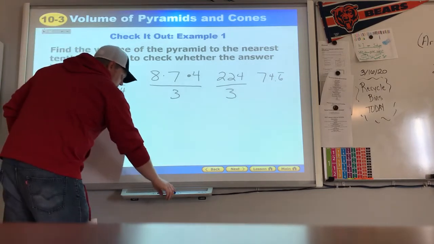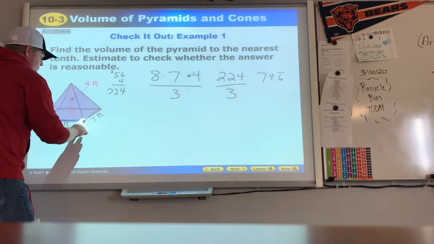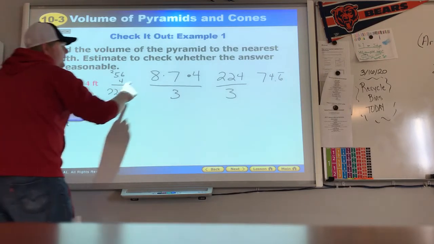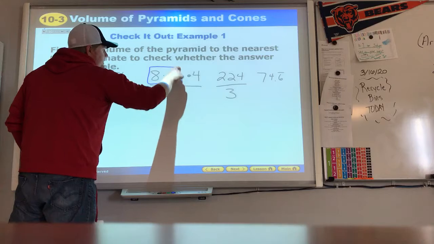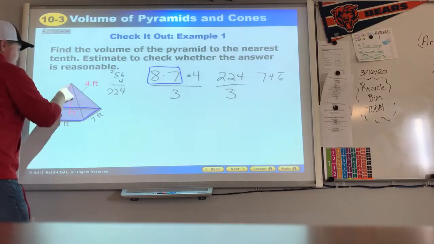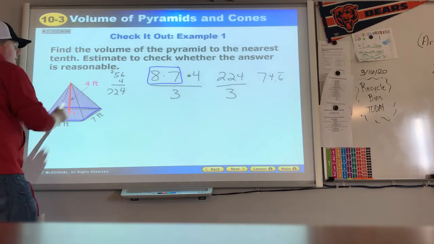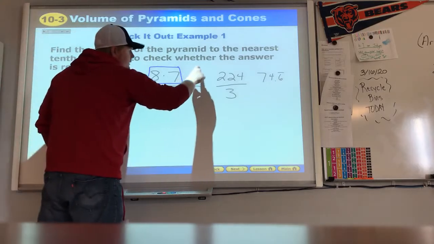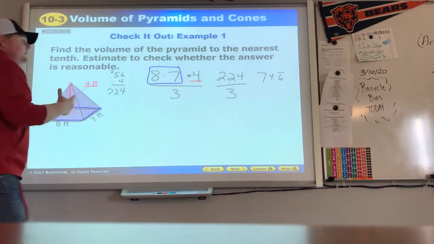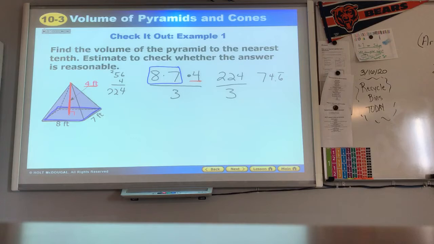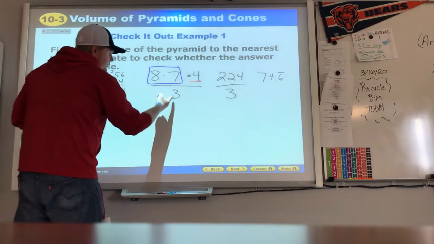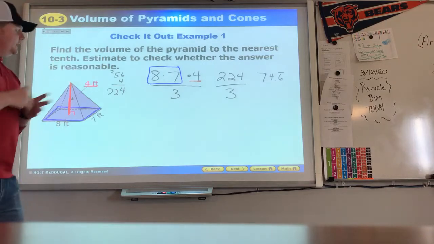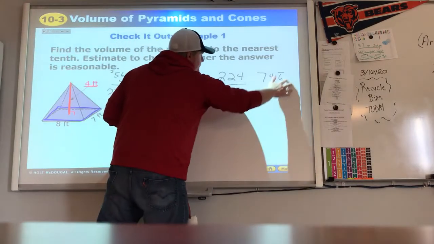Remember, this was the base. That's how we find the area of the base. Then it says take it times the height. The height is 4, so there's that 4. Then part of the formula said we must multiply by 1/3 or divide by 3, and there's your division by 3. Let's see what they put out there.